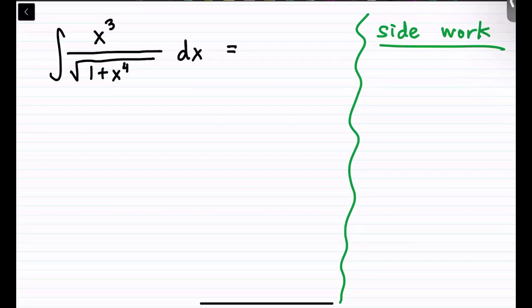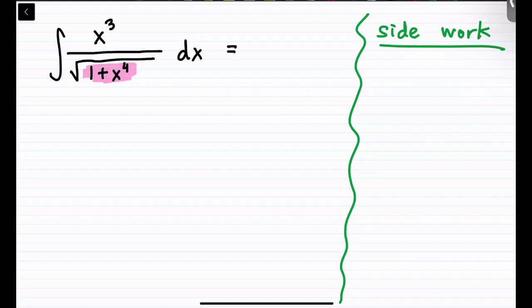In this video, we'll learn to integrate using the U-substitution method. Let's take a look at this example here. In this example, we'll have to choose U so that U would be the innermost function. So the innermost function in this overall function is going to be 1 plus x to the fourth power.